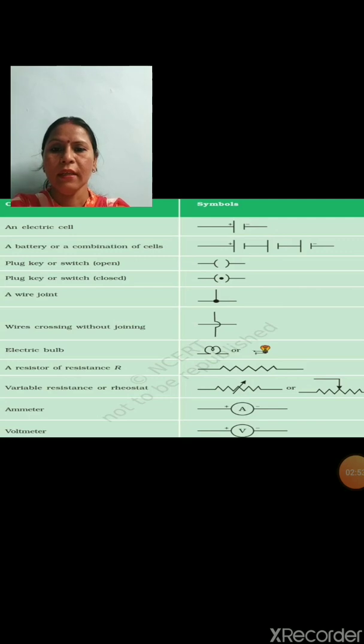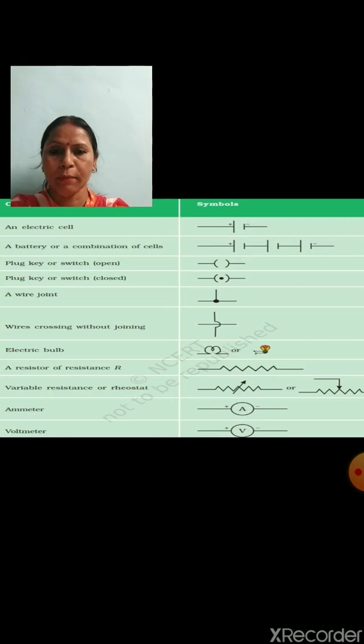Here you can see the symbol of electric cell, which has two lines. One is longer and the second one is shorter. The longer line shows the positive terminal and the shorter line shows the negative terminal. Now you can see the second symbol, that of a battery. Battery means combination of cells. When you join two or more cells together, it is known as a battery. Here you can see three cells joined together, which is known as a battery.